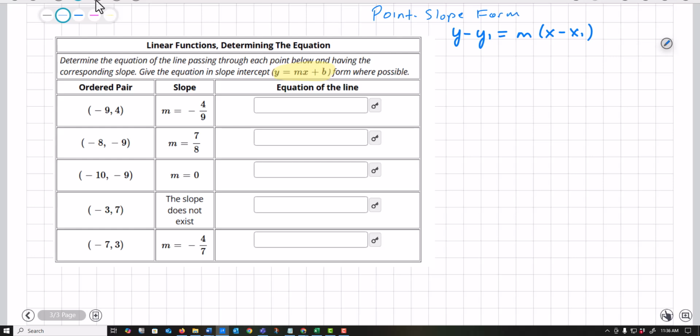I thought that was a different color. Let's see. I guess they're the same color. I don't know. All right.